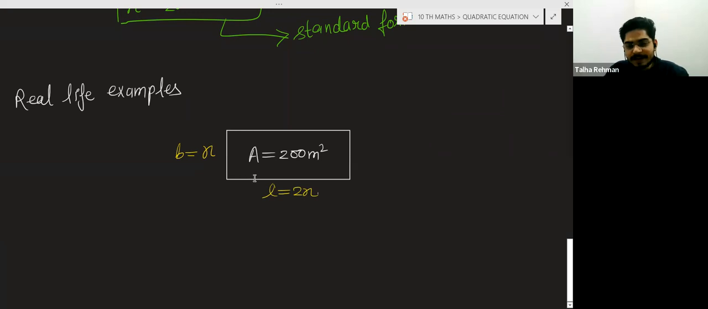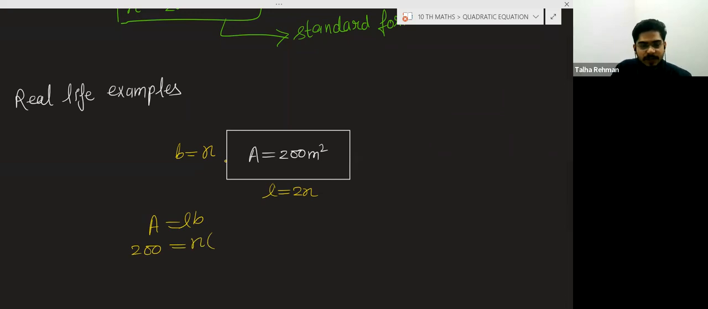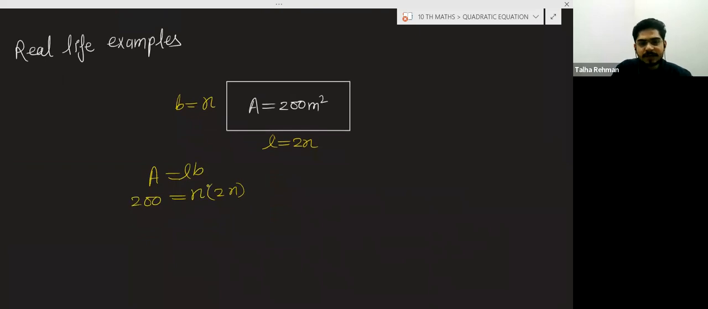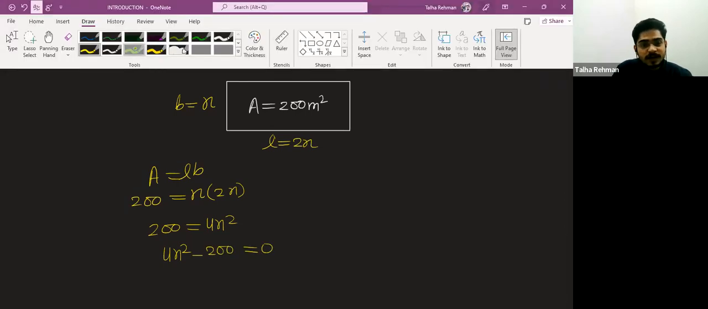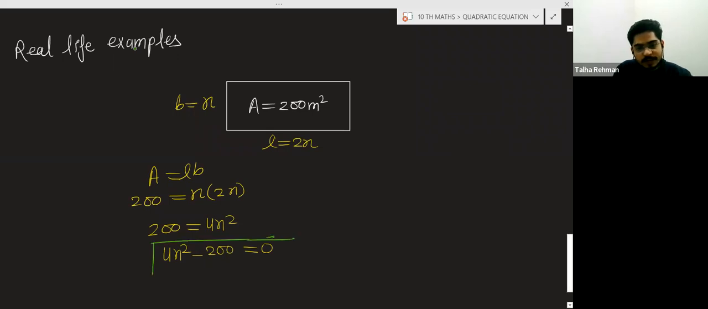And what is the area of the rectangle? Area of the rectangle is length into breadth. The area is 200 meter square, length is 2x and breadth is x. So it will become 200 is equal to 2x square. So you can write it as 2x square minus 200 is equal to 0. So this is the quadratic equation you will get.